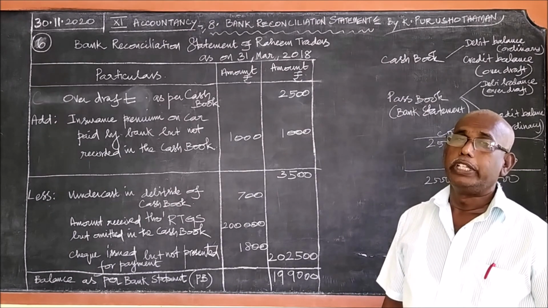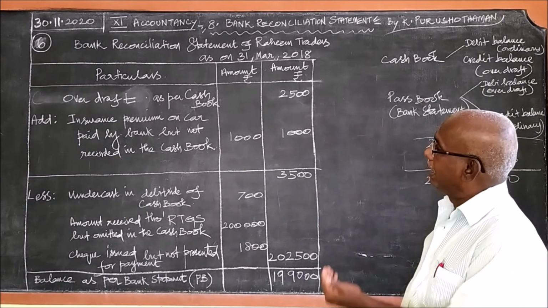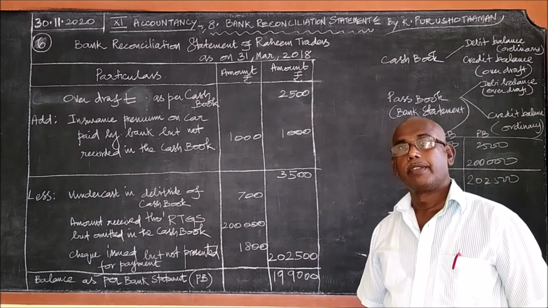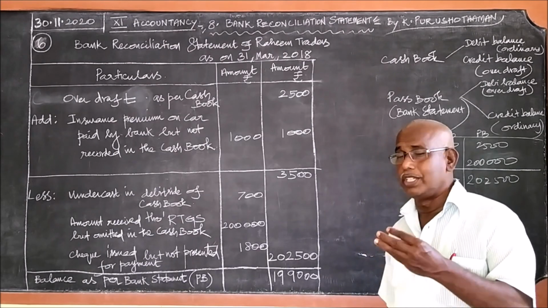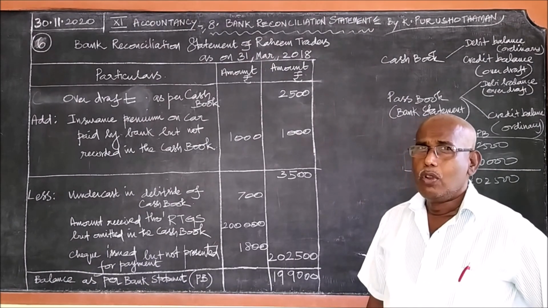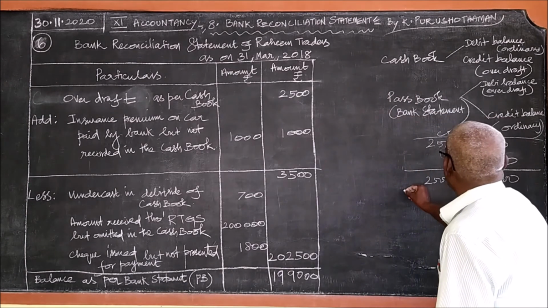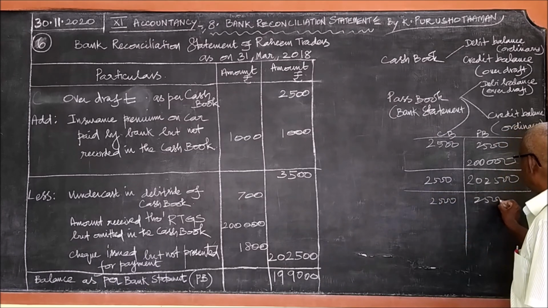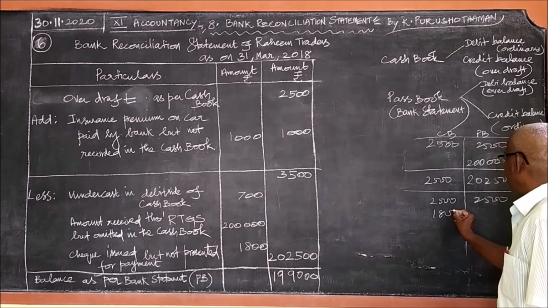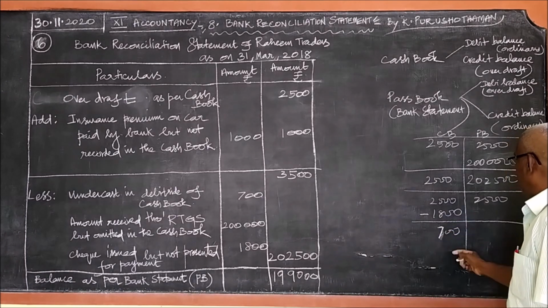I hope you have the textbook in your hand, because I cannot write the problem on the blackboard, I can write only the answer. Only the 1,800 check is not presented. Once the check is issued, it will reduce the balance. Say for example, 2,500 in both. A check is issued for 1,800. When someone gives a check, what happens to the balance in the cash book? It becomes 700. After the check is issued, the balance shows less.